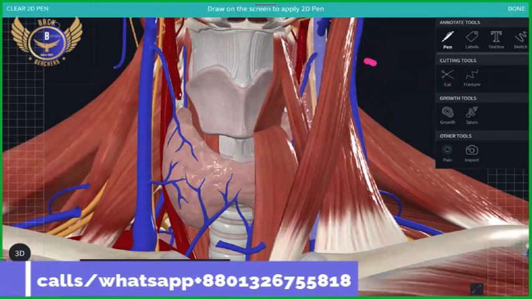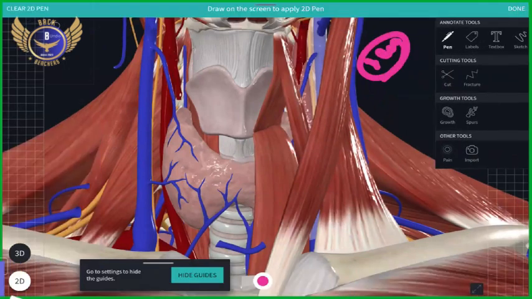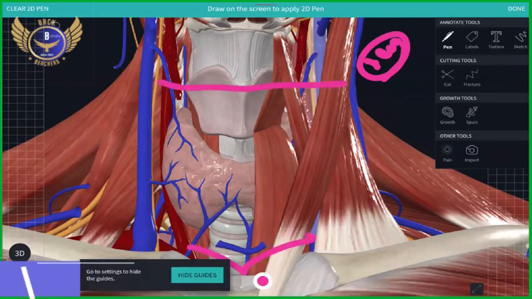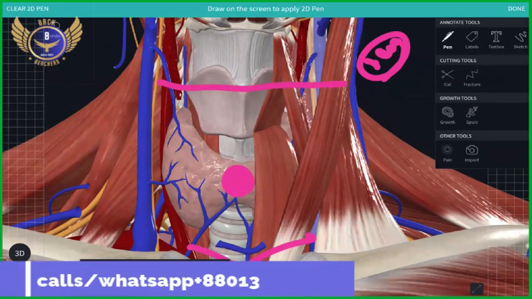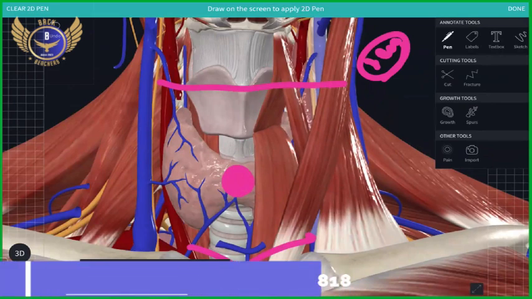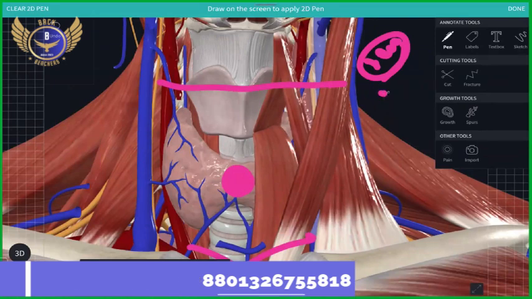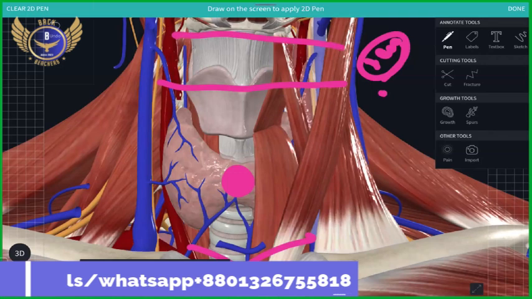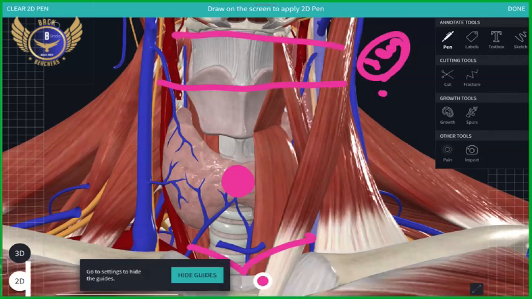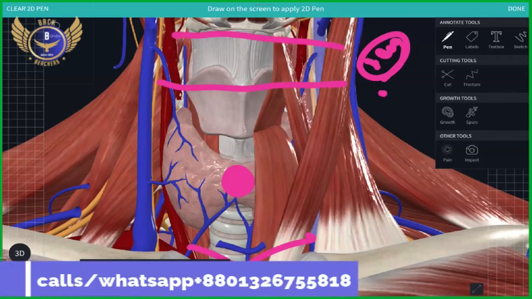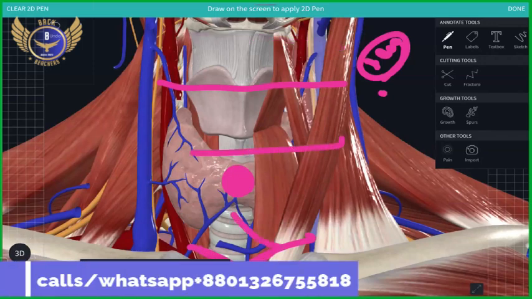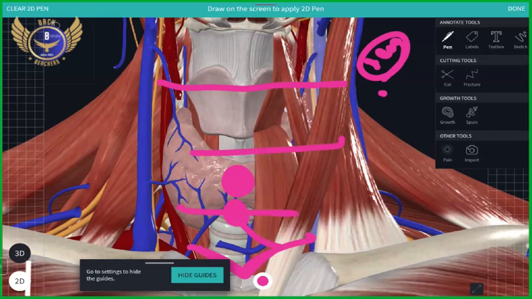All of these are true. One centimeter below the thyroid cartilage, or midway between the sternal notch and the thyroid cartilage. You can do it here. This is midway. Or midway between the cricoid cartilage, a little bit above, and the sternal notch. No, midway between cricoid and sternal notch. This works too. Why?